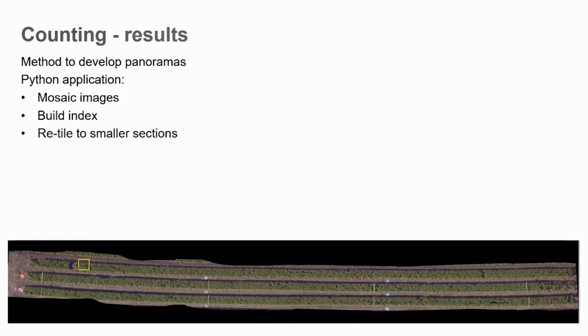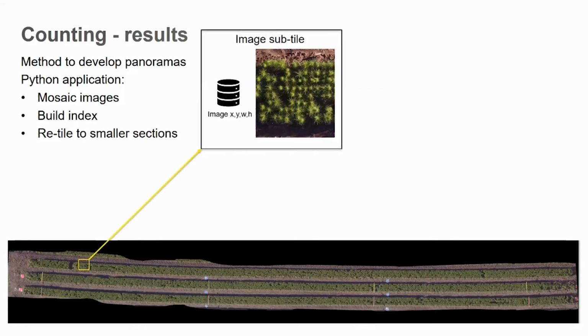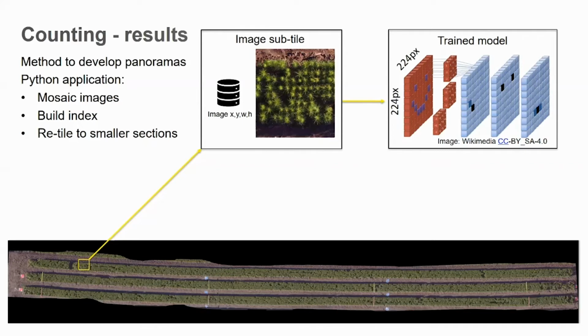The imagery generated from the panorama and direct georeferencing approaches was far too large to be used with our deep learning models. So we had to use an approach where we take these long images and tile them before we run them through our models. What we do is take a subtile and record its position in the overall panorama or long orthomosaic. Then that subtile is small enough that we can run it through our trained model.